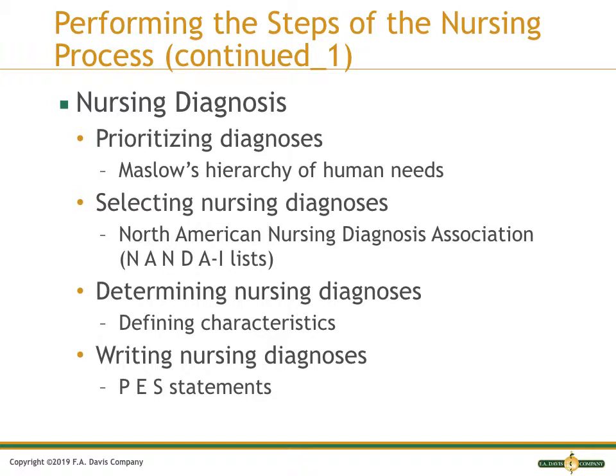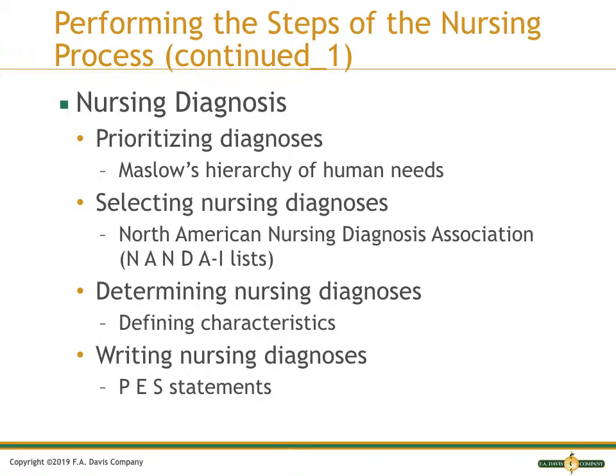And then as they go towards a more stable physical situation, maybe they don't have any airway troubles, no breathing troubles, no circulation troubles. If it's anxiety and risk for infection, then you're going to choose the most important diagnosis of those two once you've resolved other situations.